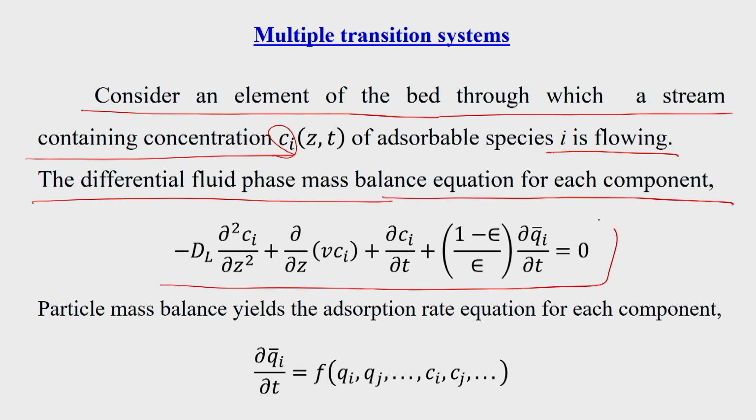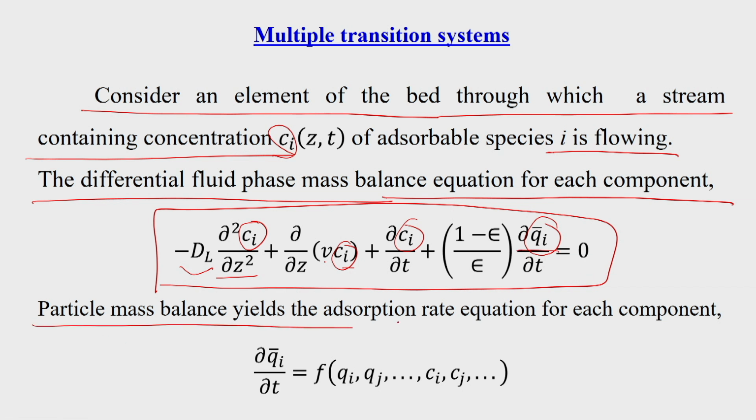whatever we have written for the single transition systems, only the difference is in the concentration terms, or the loading terms, or the capacity terms: minus DL into del square Ci by del z square plus del z of V into Ci plus del Ci by del t plus (1 minus epsilon) by epsilon into del Qi by del t is equal to 0.